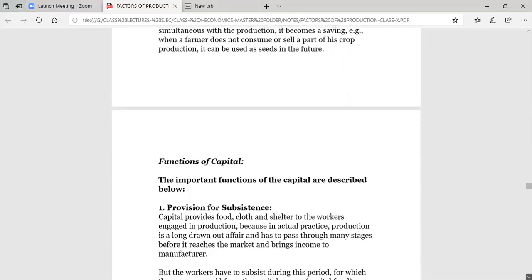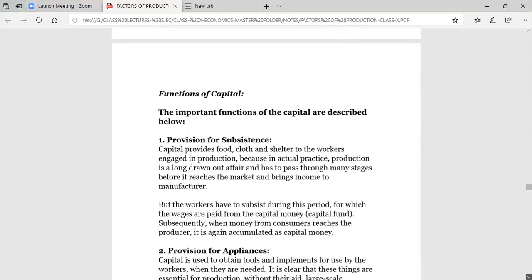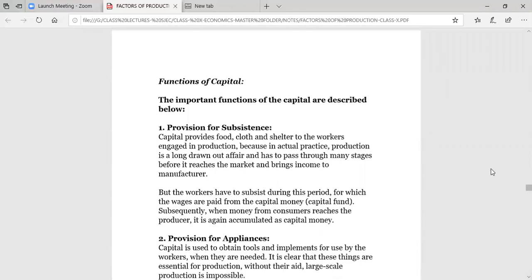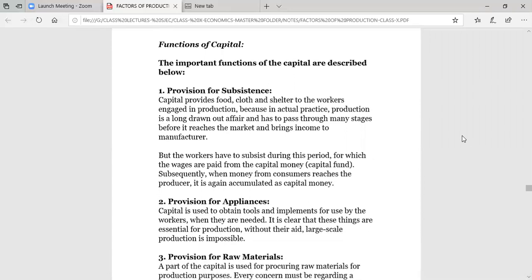Now, let's discuss the functions of capital. Capital is a provision for subsistence. Why is it called like that? It is a provision for subsistence because capital provides us what? Food, clothes, shelter to the workers and everything.